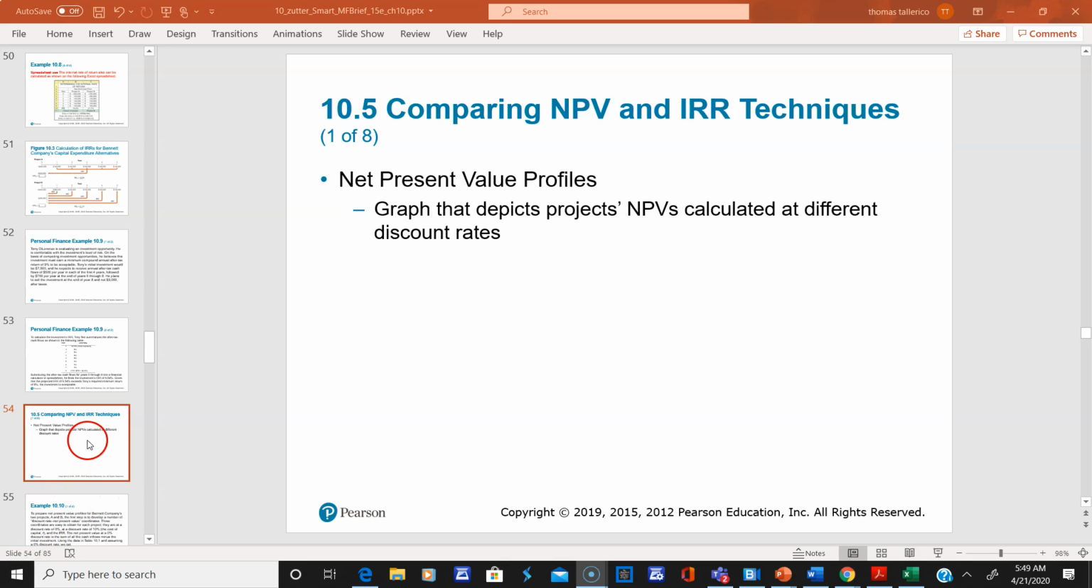Okay, so hello everybody, and we'll now pick up on part 4, comparing net present value and IRR, internal rate of return, and see how they look. And what's a net present value profile? It's a graph that depicts projects' NPVs, net present values, calculated at different discount rates.